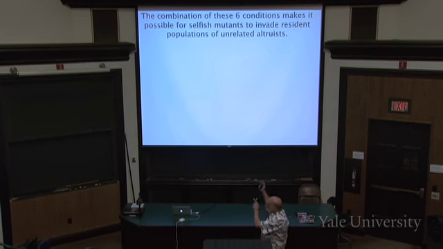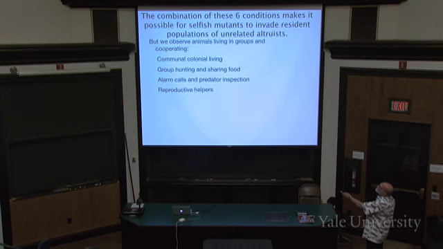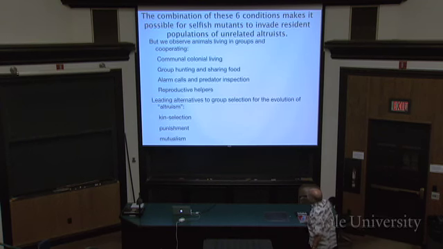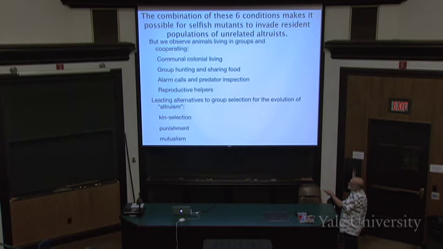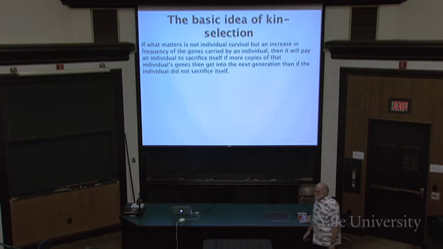So that's the more precise analysis of why the original 19th century Darwinian theory said we expect individuals to be selfish. But look what we find. We find communal colonial living, group hunting and sharing food, alarm calls, reproductive helpers. You just saw 3 examples of them in the video. And these are the leading alternatives to group selection: kin selection, punishment, and mutualism. So let's go through them.